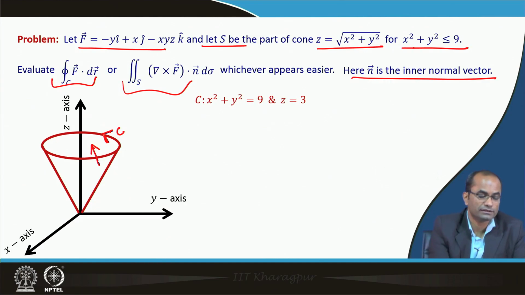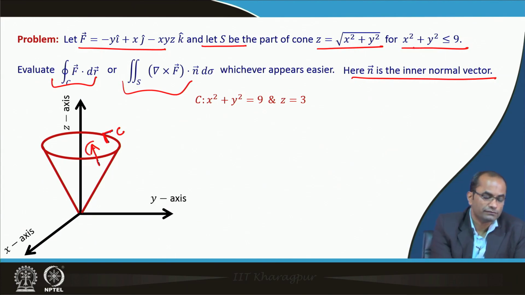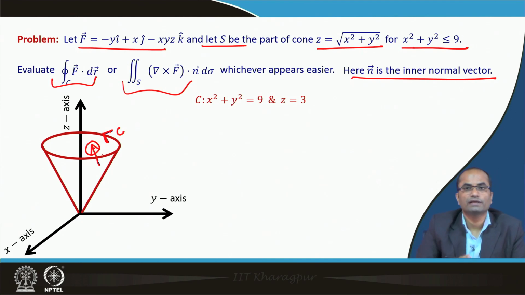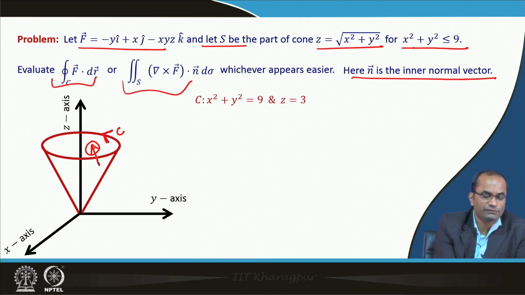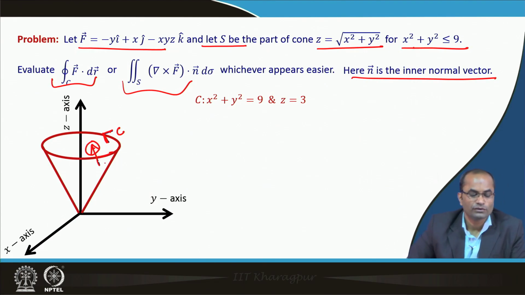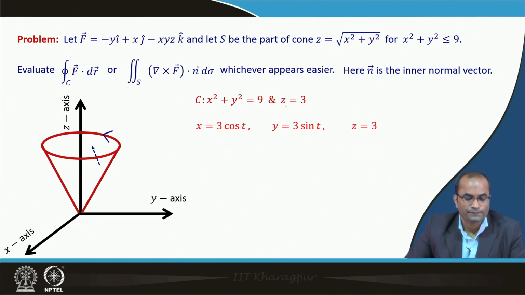And the trick is the same: if we stand along this arrow with our head exactly on this tip, then we have to see in which direction we move so that the surface lies to our left. So, naturally we have to go in this direction to have the surface on our left-hand side, and therefore the integral has to be done anti-clockwise on this curve, the boundary. So, the curve here is x square plus y square is equal to 9, in the plane z is equal to 3, that is the equation of the curve.